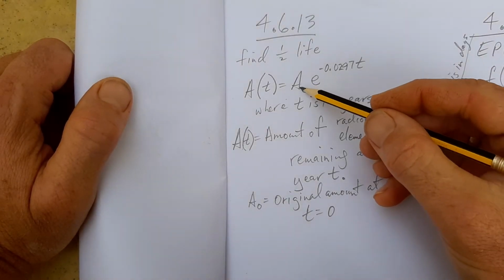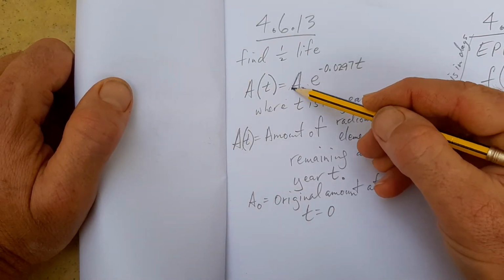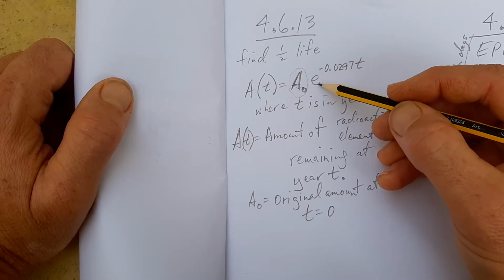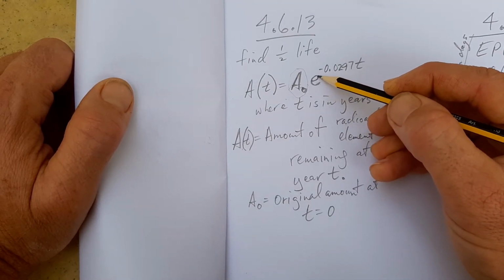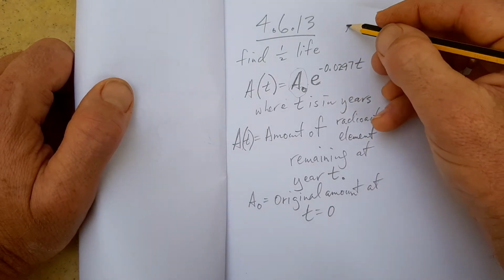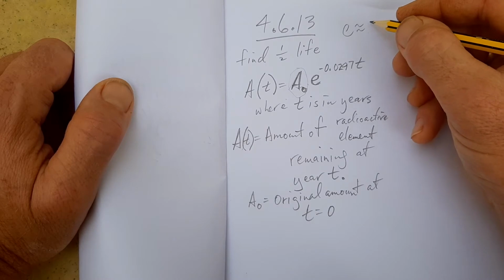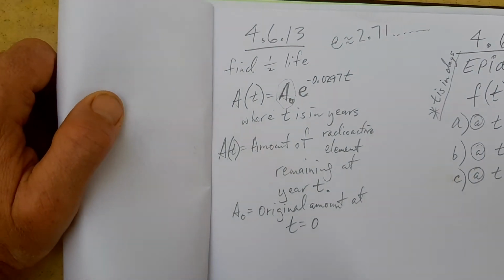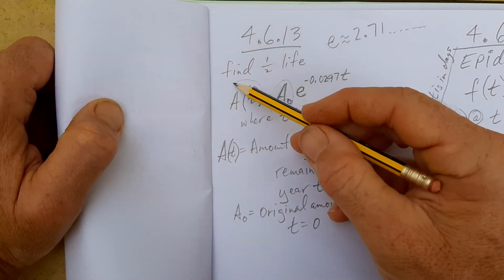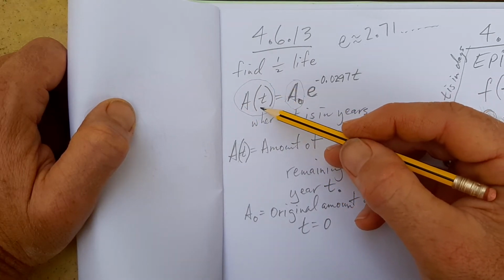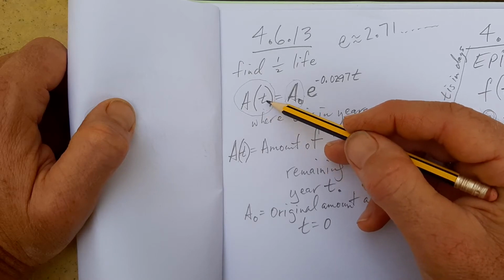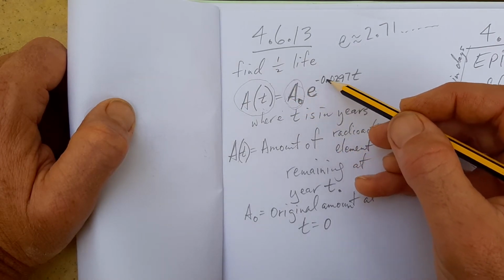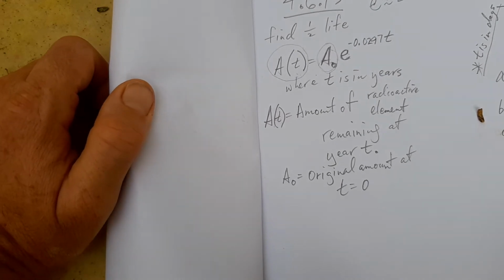So if you start with an amount, this is your original amount, the amount at time t equals 0, my original amount times the natural number e. e is approximately 2.71, it's an irrational number like pi. It never ends. It's 2.71 dot dot dot. You can get your amount of radioactive material or element left at time t, at year t. Your original amount times e to this, with t in years.